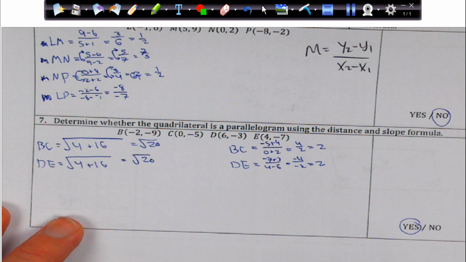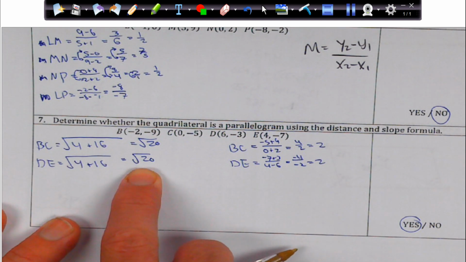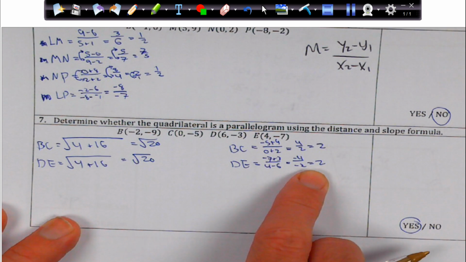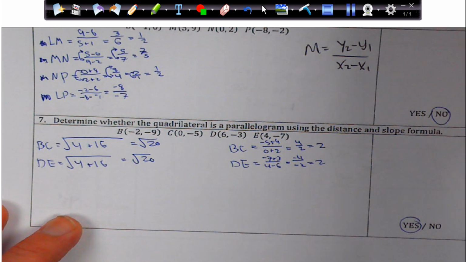And then last but not least, using both, if we can show one set as parallel and congruent, just one set, we're good. So if we see BC and DE, they're congruent, and BC and DE are also the same slope, which is parallel, we can say that they are, in fact, a parallelogram. Okay? So a lot of calculations on those two.